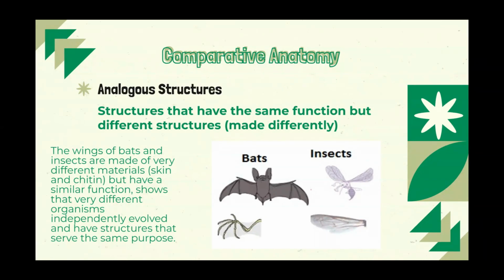A good example of this is there are so many organisms out there that can fly, but the structures that allow them to do that are completely different. Bats have bones and tissues that connect those bones to form those wings. But the wings of insects are structurally very different. But both of those structures allow them to do the same thing, which is to fly.